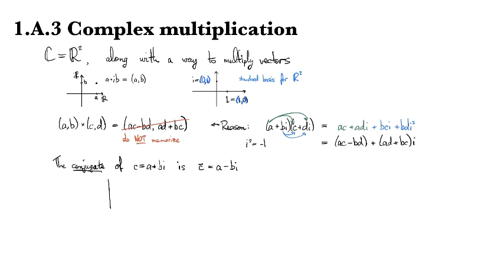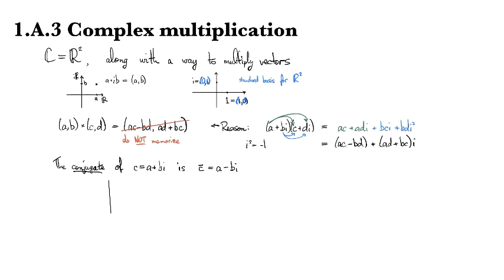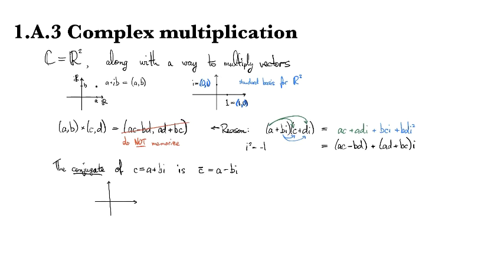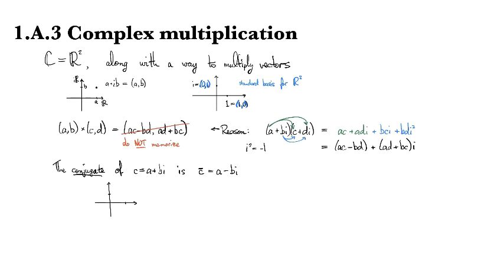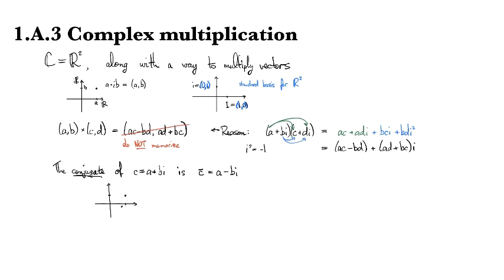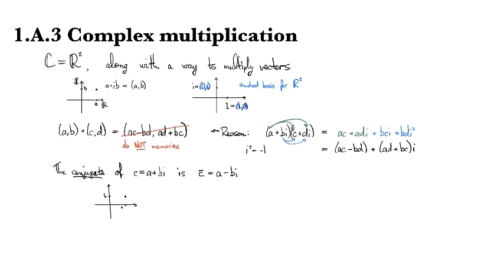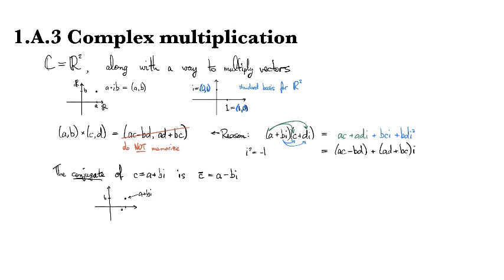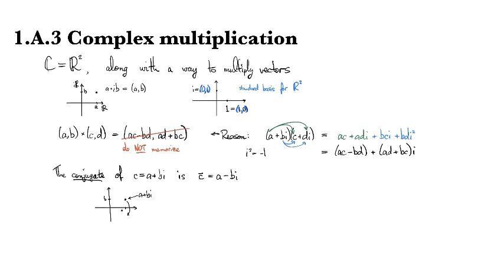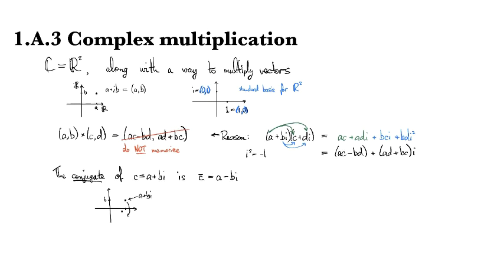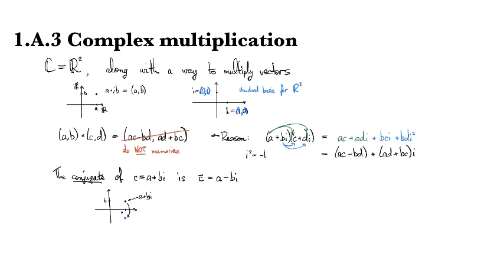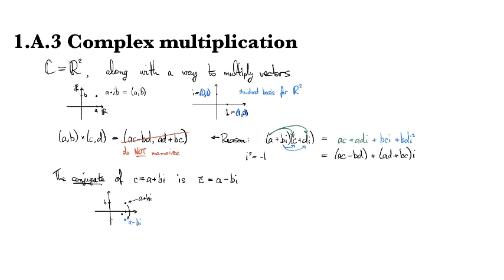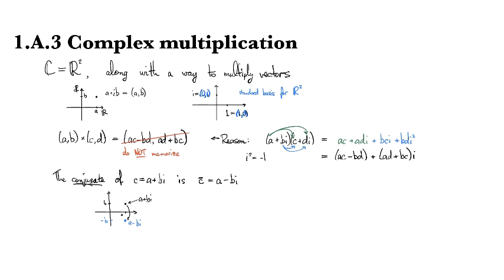And geometrically, what this corresponds to is, let's go back and look at our point a plus bi right here. So there's a, there's b on the axes, and so this point right here is a plus bi. Then the conjugate is just flipping around the horizontal axis. And so this is a minus bi, because of course this is minus b down here.